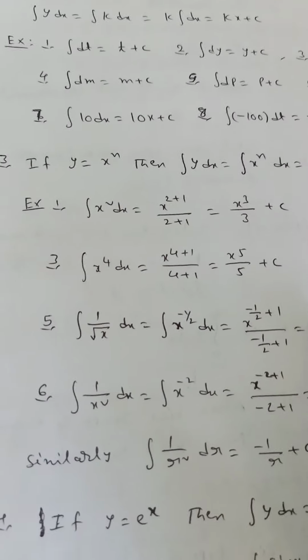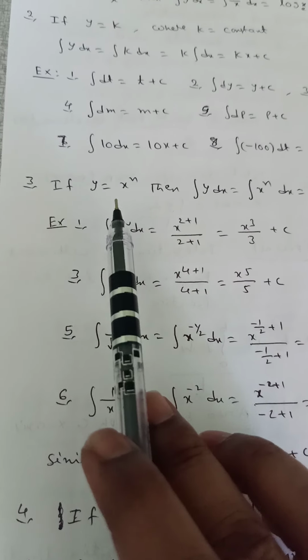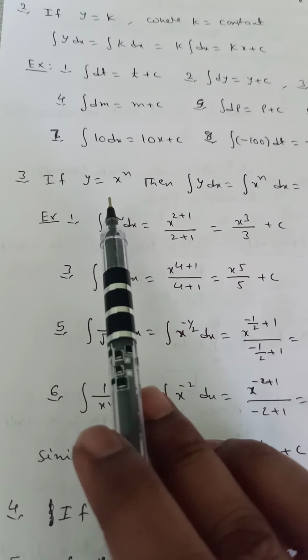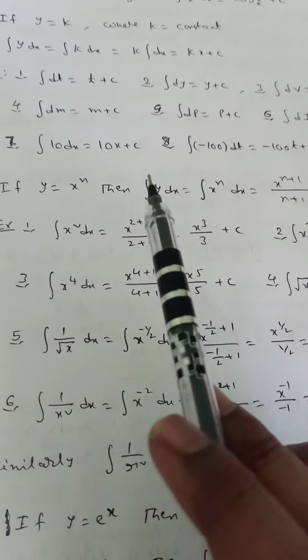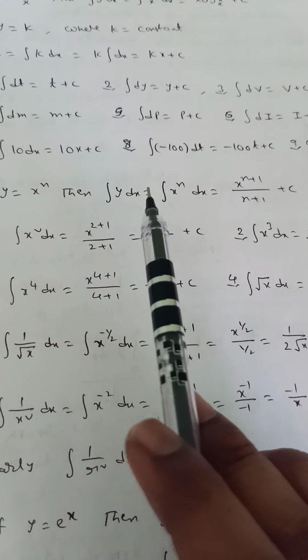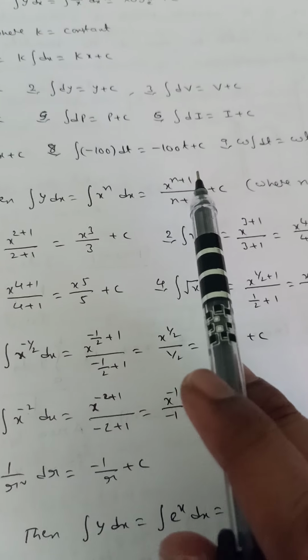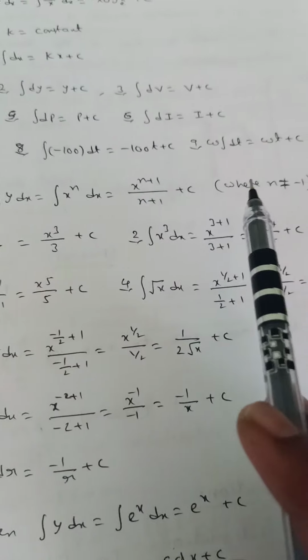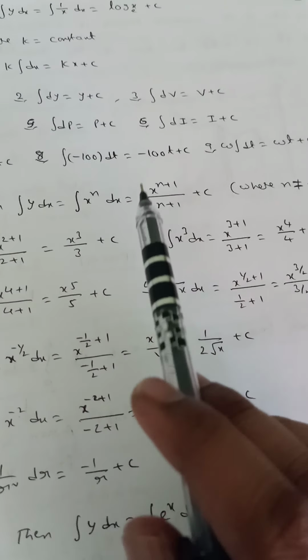And another important general formula: if y is equal to x power n, where y is a function of x, then integral y dx is equal to integral x power n dx, which is equal to x power n plus 1 divided by n plus 1, plus c, where n is not equal to minus 1. For example, if n is minus 1, this value will be 0.